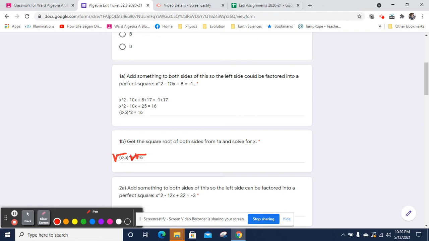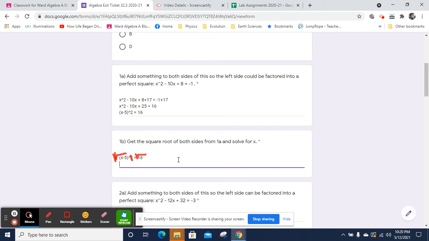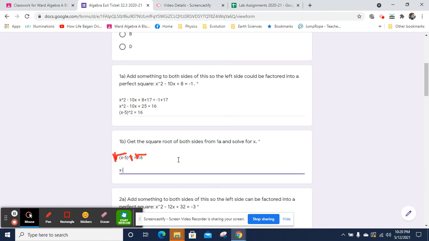So the square root of that and the square root of that. So the square and the square root cancel out over here. So we are going to be left with just x minus 5 on the left, and that's going to equal the square root of 16, which will be 4, and also x minus 5 will equal -4.